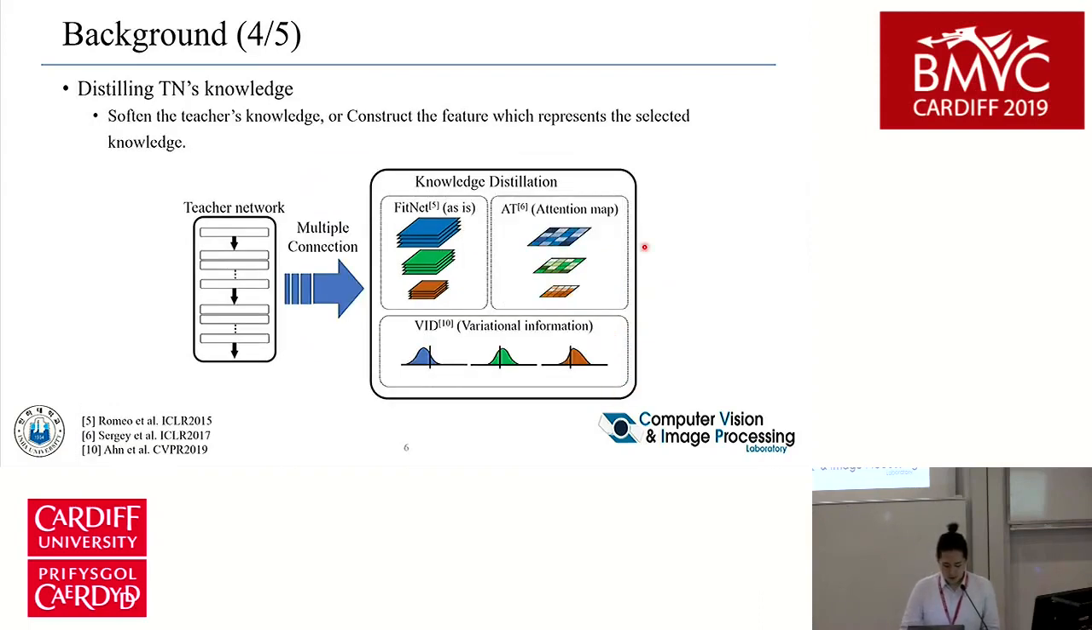Next, the selected knowledge is distilled. For this, smoothing, kernel methods, or some neural layers are applied. In the case of vertical connection, FitNet compares the feature map as is, AT makes an attention map using the sensitive feature map, and VID estimates variational information in feature maps.